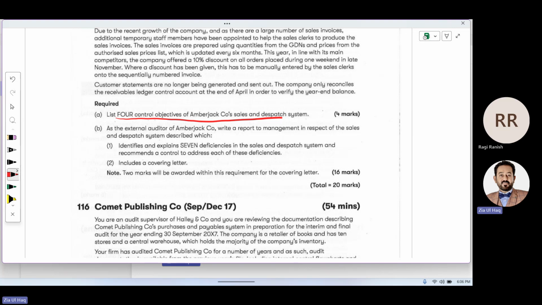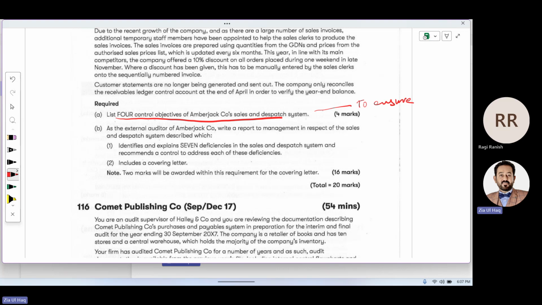Meaning, against each control, there is a reason. That reason is called the control objective. So we need to write down 4 control objectives. And while writing a control objective, our sentence should always start with "to ensure".